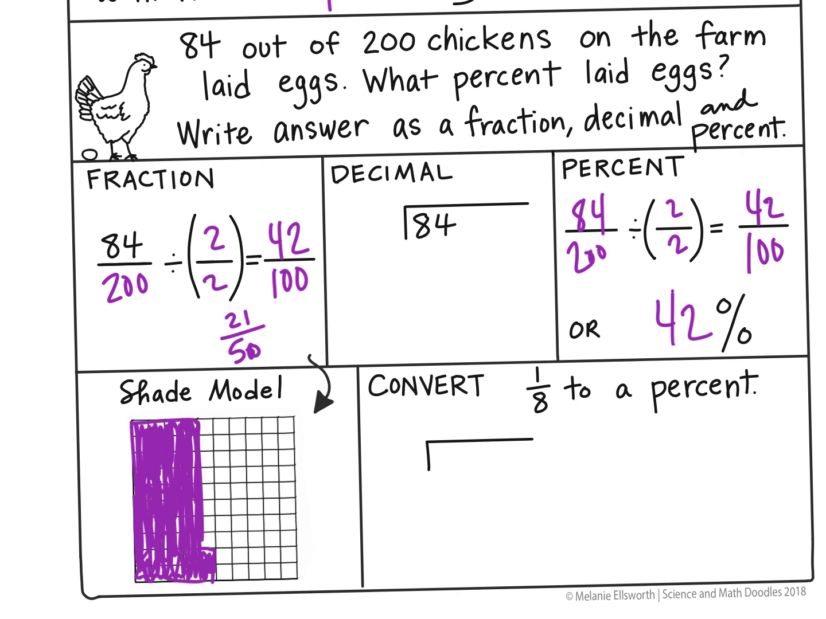Okay, to get the decimal version, you can always divide to get a decimal. So if it's 84 out of 200, looking at my fraction here, the fraction bar is actually showing division. So a fraction is a division problem. So I'm going to do 84 divided by 200.